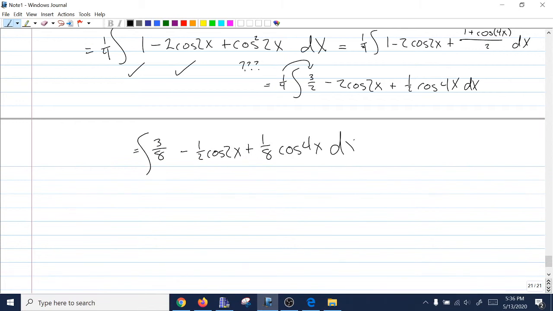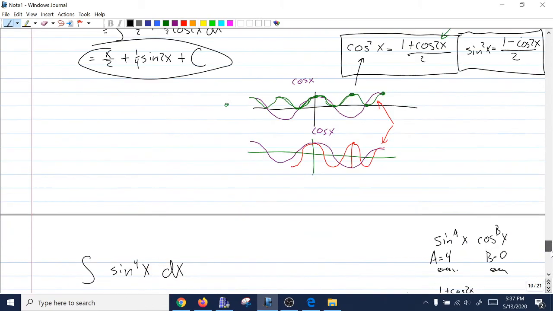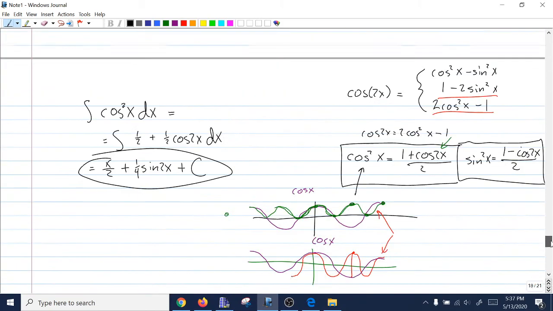Still need to integrate it. I get 3/8 x minus integral of cosine 2x will be sine 2x, gotta divide by 2, 1/4 sine 2x, plus integral of cosine 4x is going to be sine 4x, gotta divide by 4, 1 over 32 sine 4x. That's what to do with an even power of x. Okay, this is the even and odd powers of sine and cosine thing.